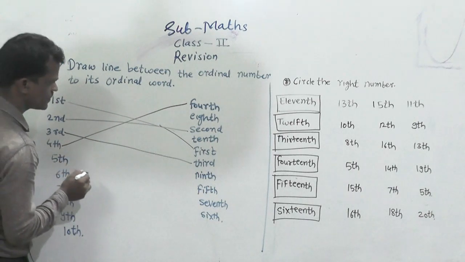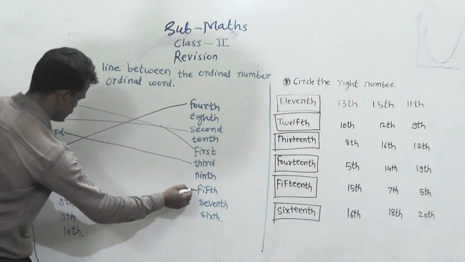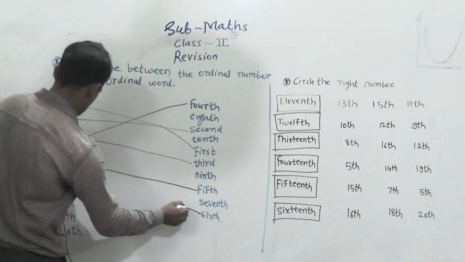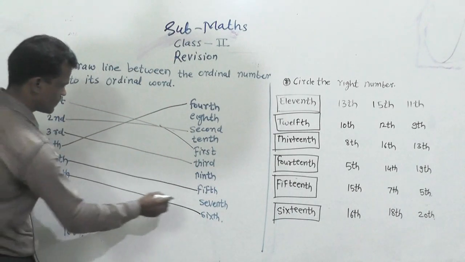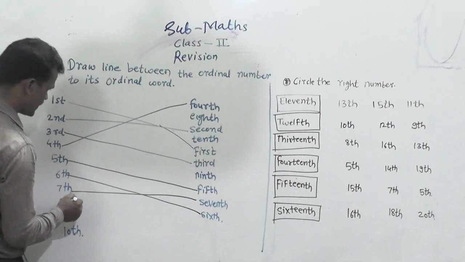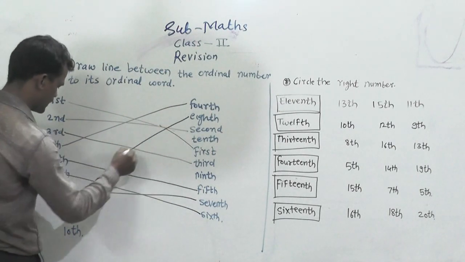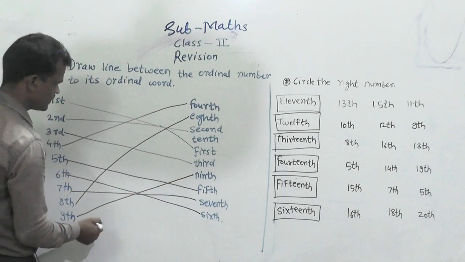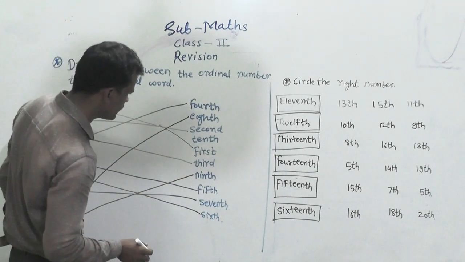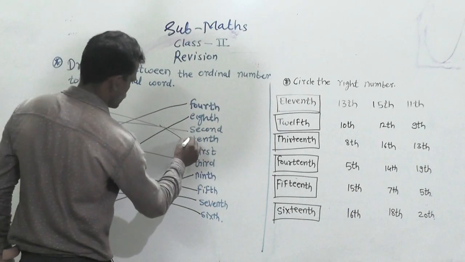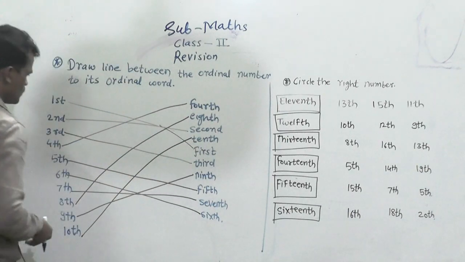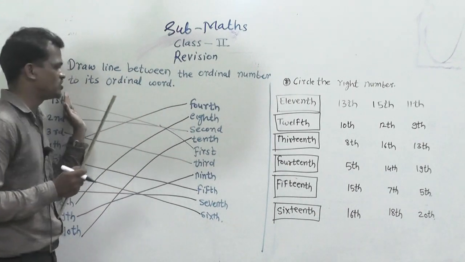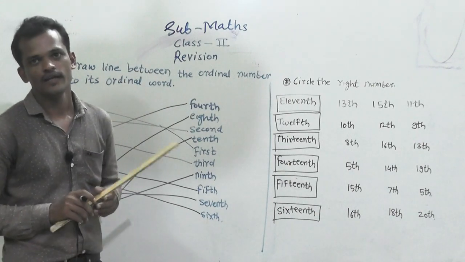Then fifth. Where is the fifth? Here is the fifth. Then sixth. Where is the sixth? Here sixth. Then seventh. Then eighth. Here eighth. Then ninth. And then tenth. Where is the spelling of tenth? Here. Okay. So we have matched the representation to the ordinal words.